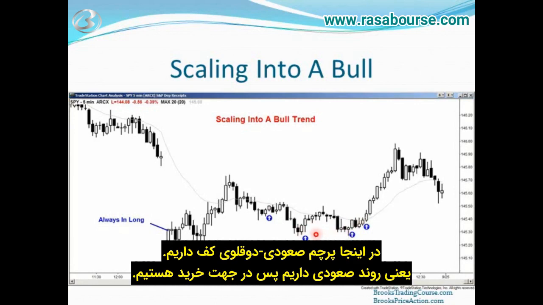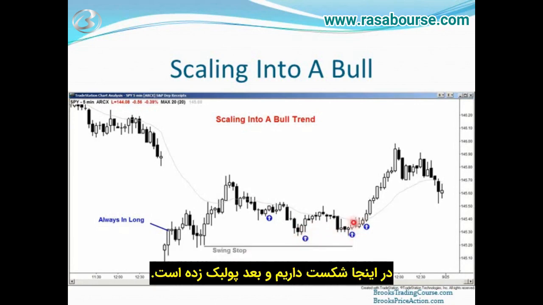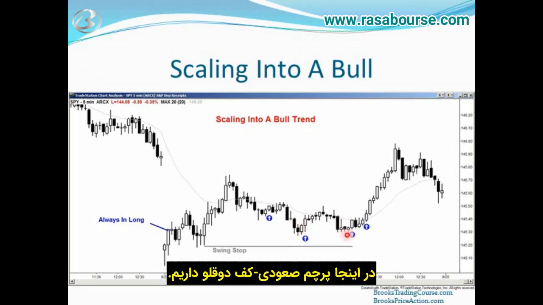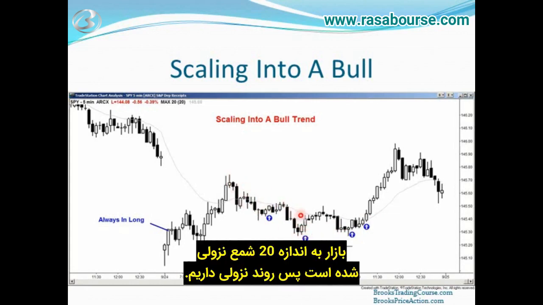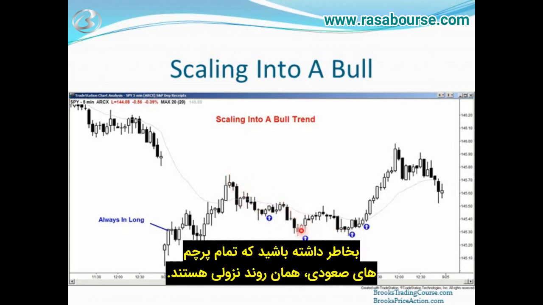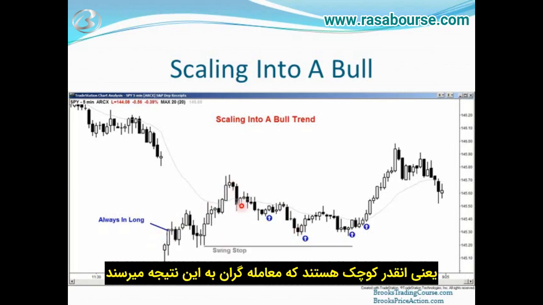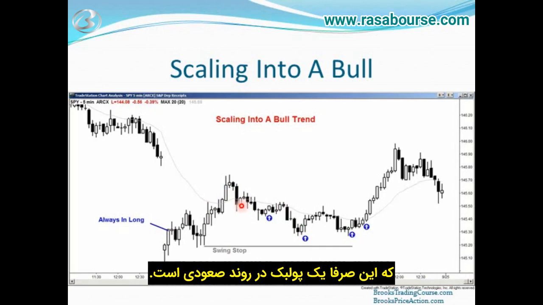It's a bull trend, always in long, so it's a double bottom, and breakout right here, and then a pullback. So this is a breakout pullback from this large bull flag, a double bottom bull flag. You could also look at this and say, it went down for about 20 bars, so it's a bear trend. Remember, all bull flags are bear trends. They're just smaller than the bull trend that preceded them, and they're so small that traders believe that they're simply pullbacks within the bull trend.